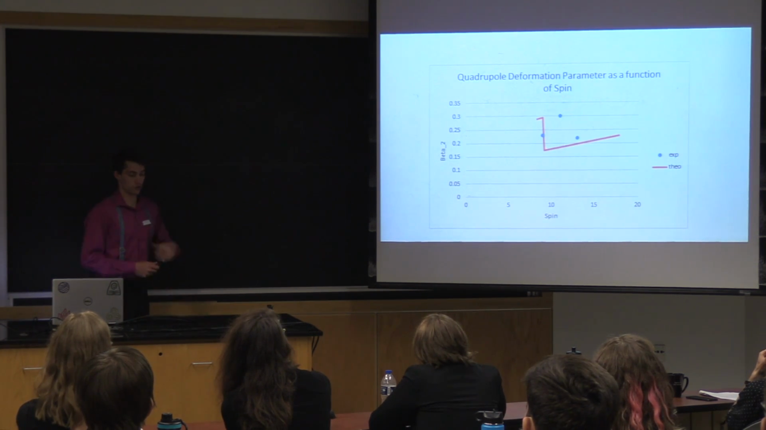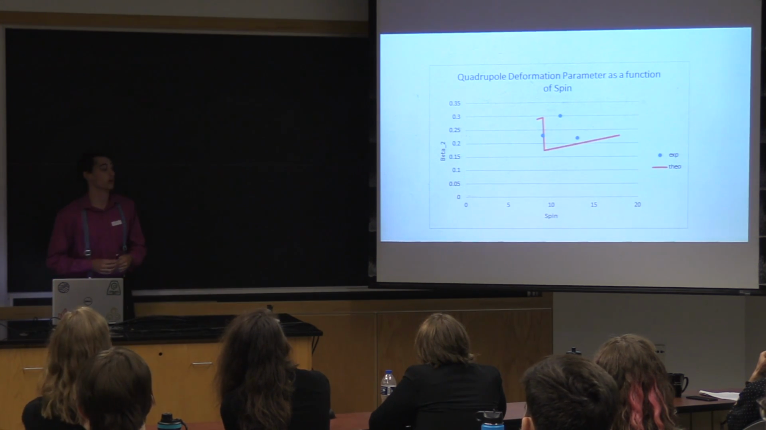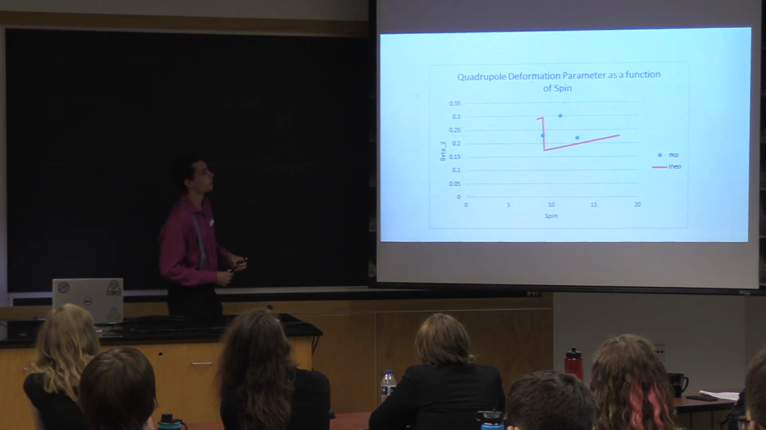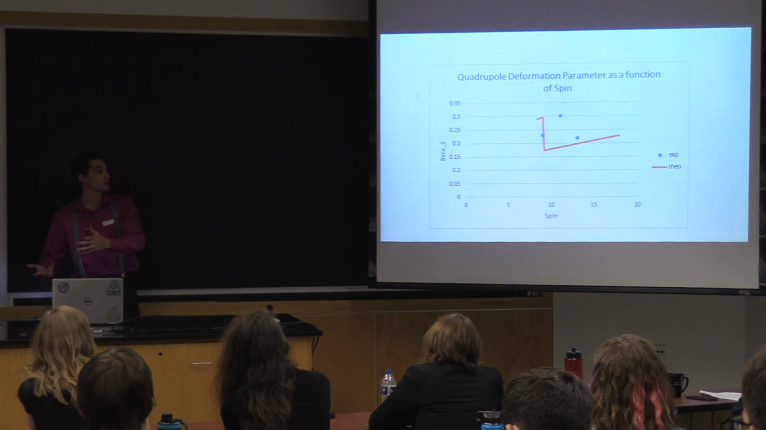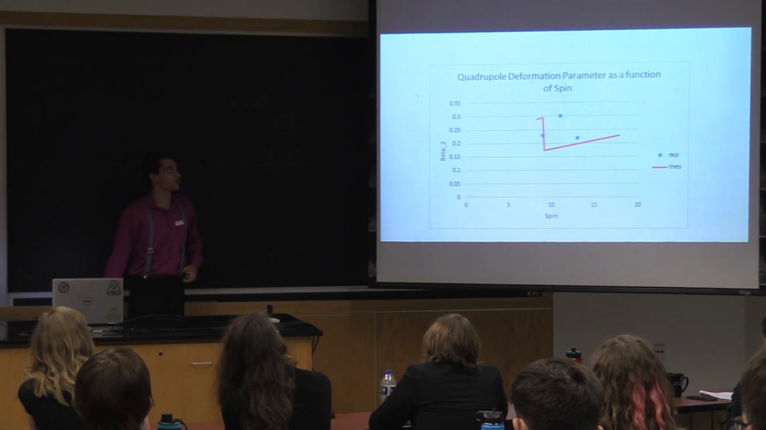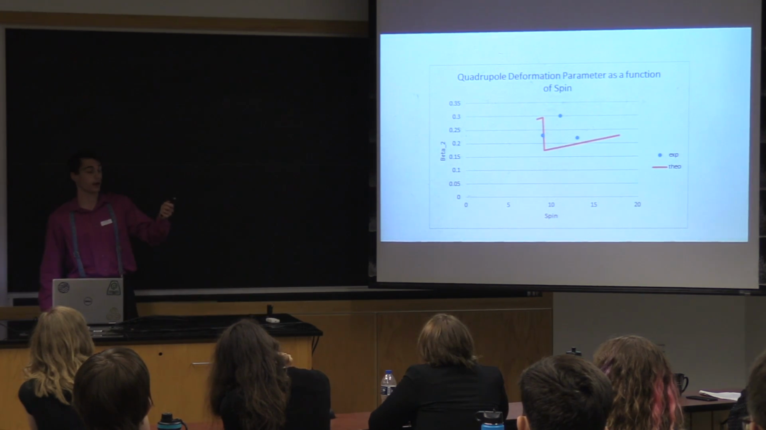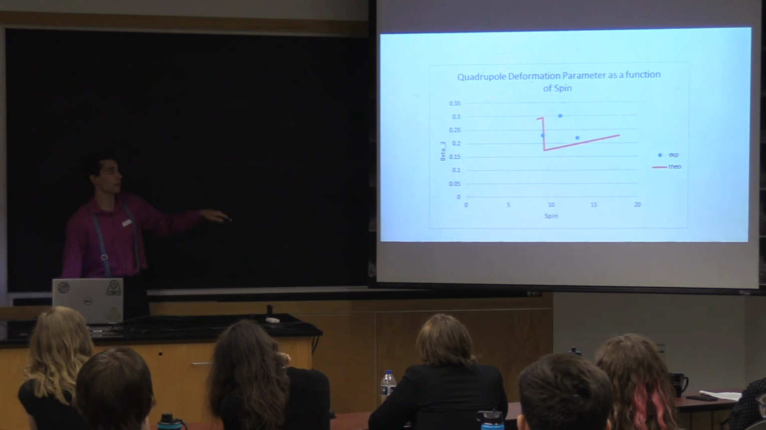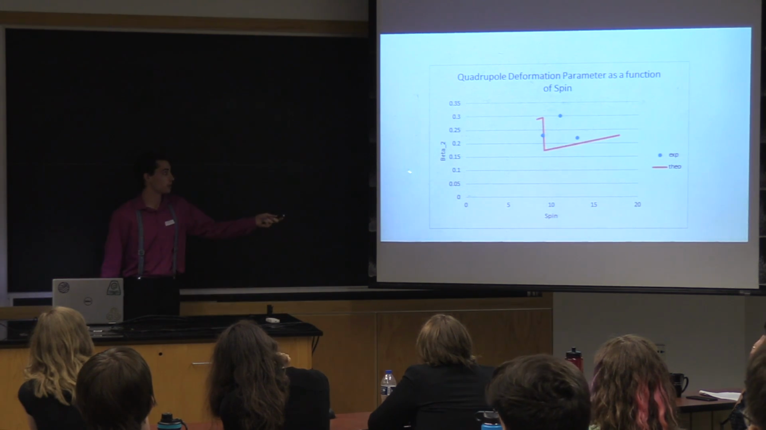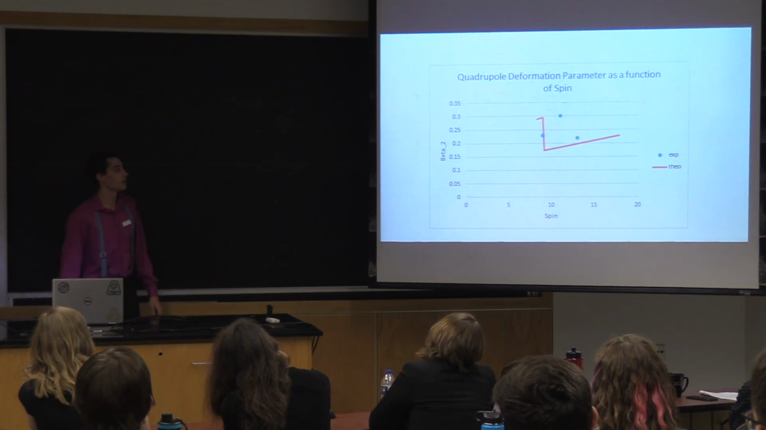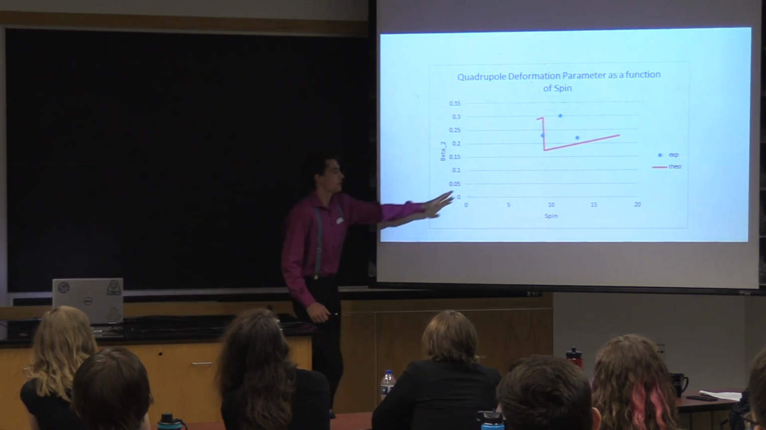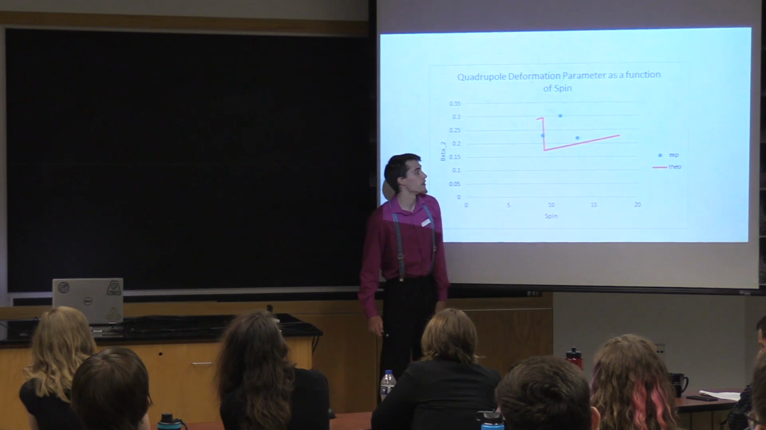Now that we have these true lifetimes of each of the states, we can add them into a file, put them into another simulation, and then we're able to produce the quadrupole deformation parameter, which is beta 2, as a function of the spin of that state. As you can see here, the blue dots are the experimental.